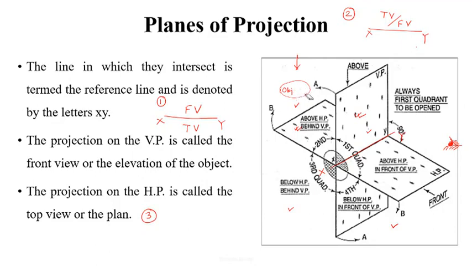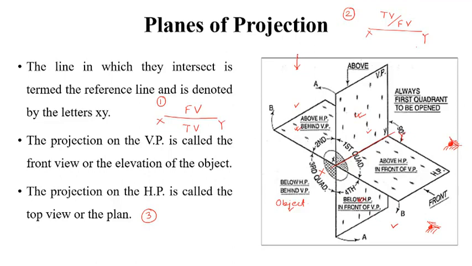Now our object is not placed here, rather the object is placed here. Now see, from here we are looking, this is the location of our eye and the rays of sight will be intersecting here in this vertical plane. Then where will the front view come? This will be our front view. Here our front view is formed.